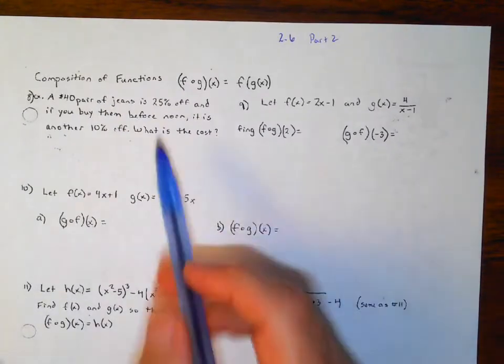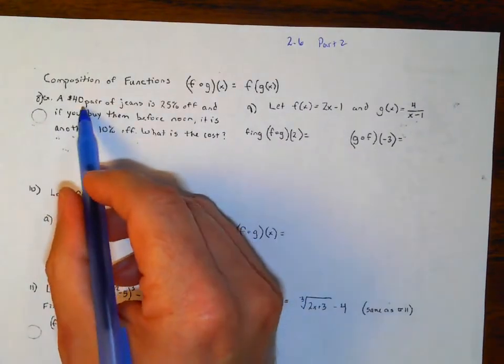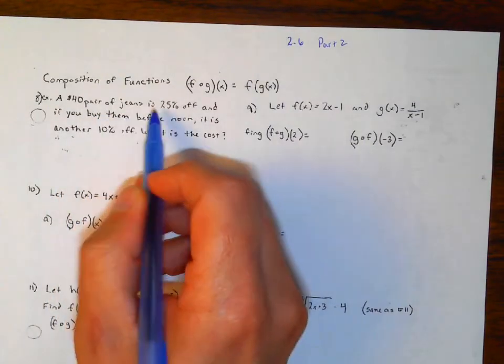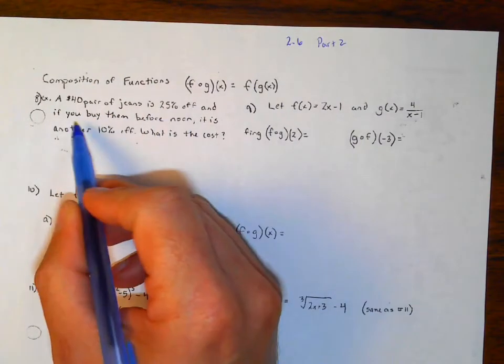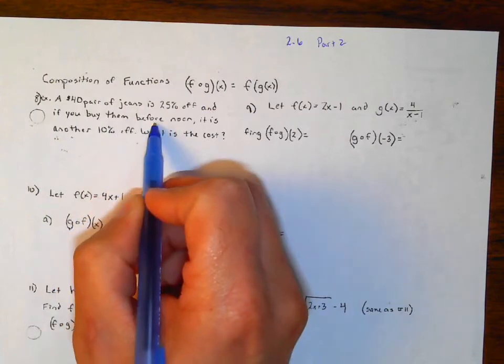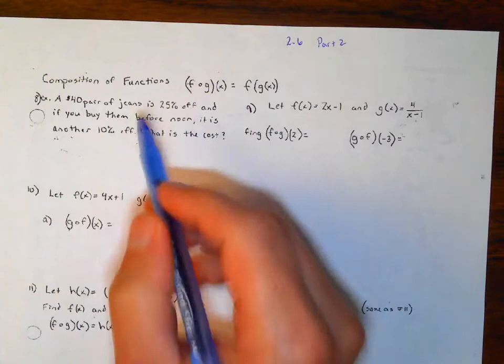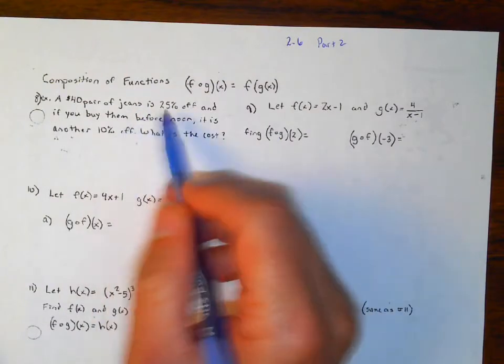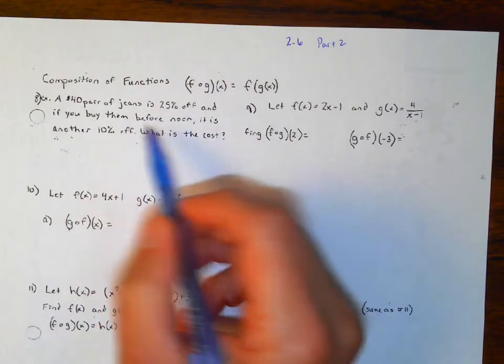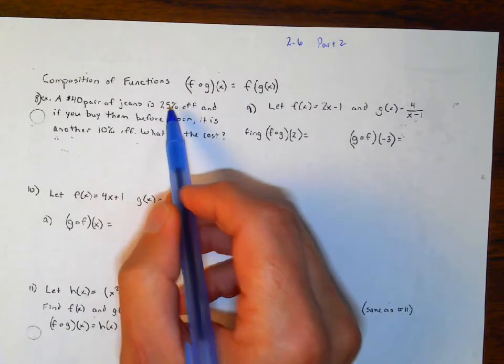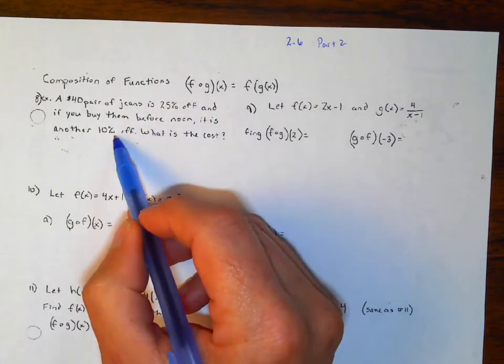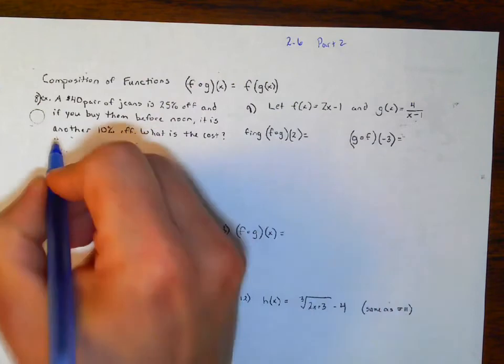Here's a real-life example of it. Say there's a $40 pair of jeans that is 25% off. If you buy them before noon, it is another 10% off on top of that, okay? So this doesn't mean that it's 35% off, okay? So what is the cost? We're taking 25% off and then an additional 10% off. So not 35, but we'll see here, okay?